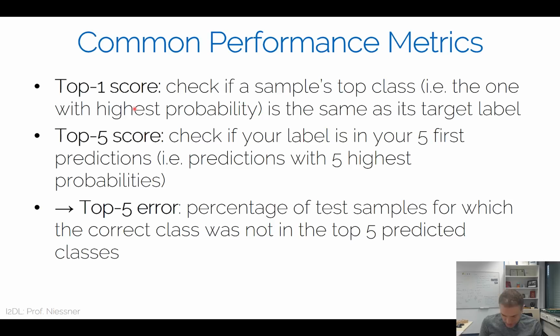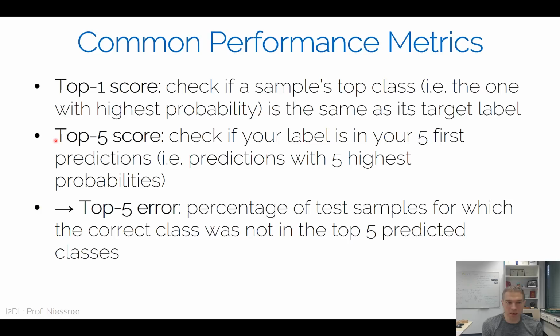Now, people have thought, well, this might be a bit harsh, and maybe sometimes it's even a bit ambiguous what the underlying image should be. ImageNet, for instance, is notorious for having a lot of different dog breeds. And the argument here is to relax the metric a little bit. Instead of saying the very top answer has to be the right one, a top five score would check if your label is in your top five predictions.